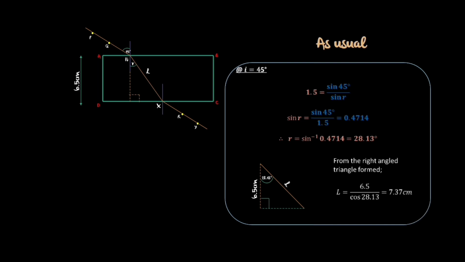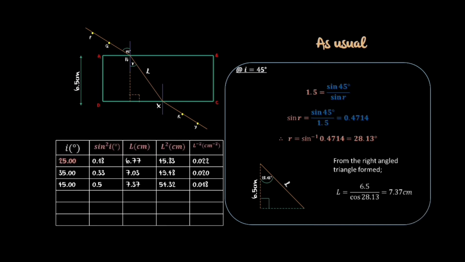Okay, and we'll now input it in our table of values and evaluate the other parameters. So here at 45 degrees, our L is 7.37, L square is 54.32, and inverse of L square is 0.018. So this is it. Do you see how we are getting our values so easily and filling our table of values? This is just what the practical is all about.